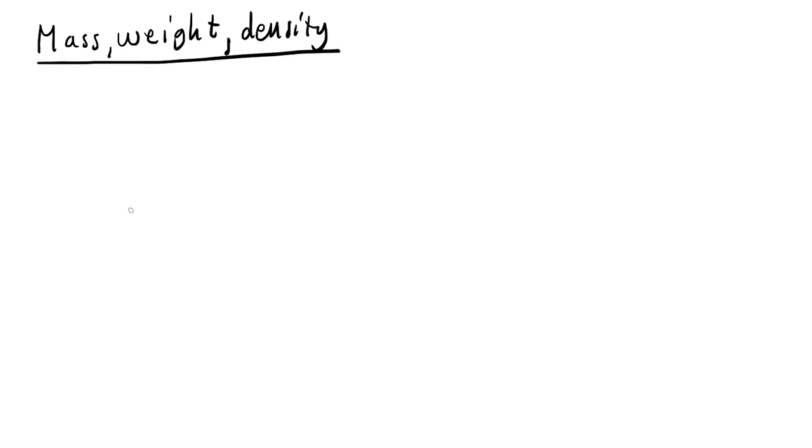Then you can also talk about mass, weight, and density, or mass density. What is mass? A mass is a measure of how much an object resists being accelerated. So if you push on an object that has a large mass, then it will resist your push more, so it won't accelerate that much.